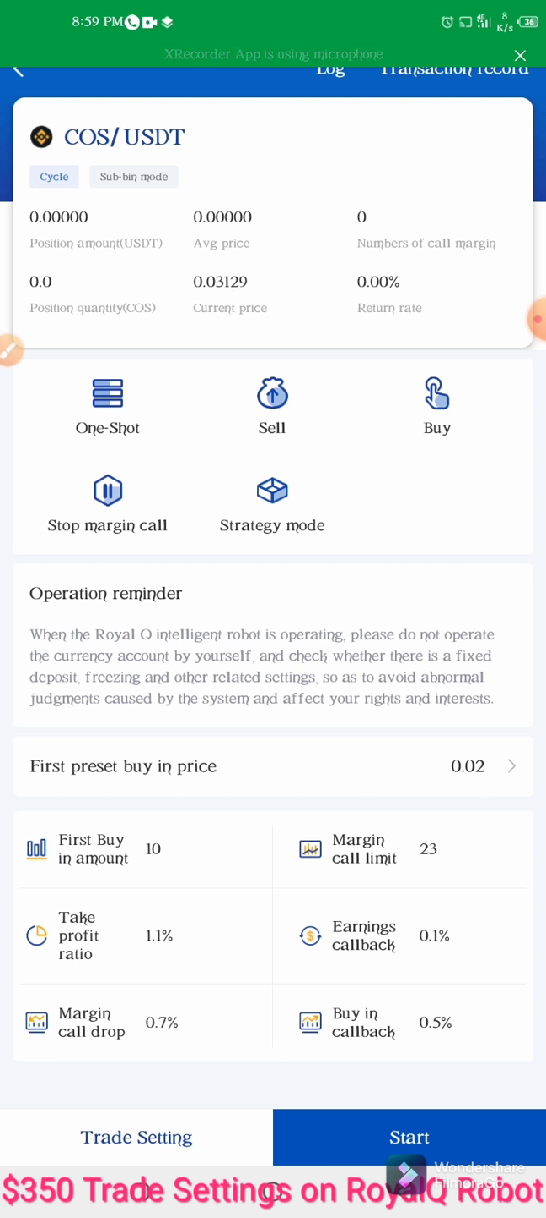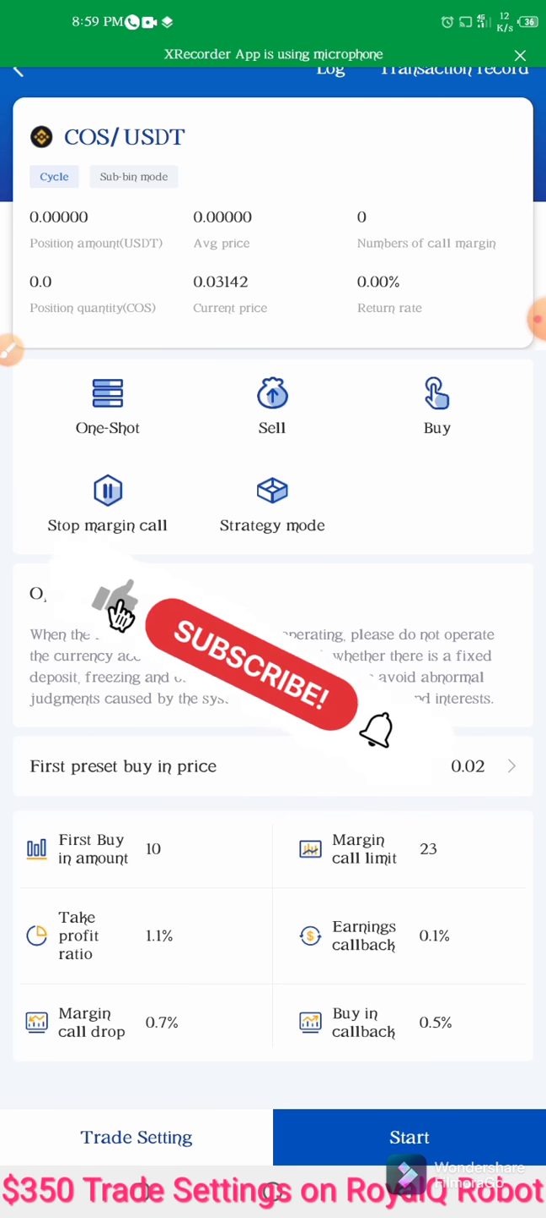That's the meaning. With $350 year in, year out, you are in profit, my dear. Day in, day out, you are in profit. Week in, week out, month in, month out, you are in profit.